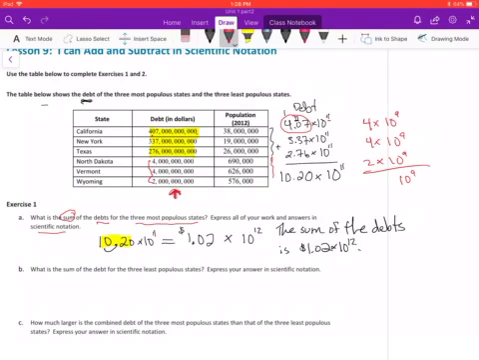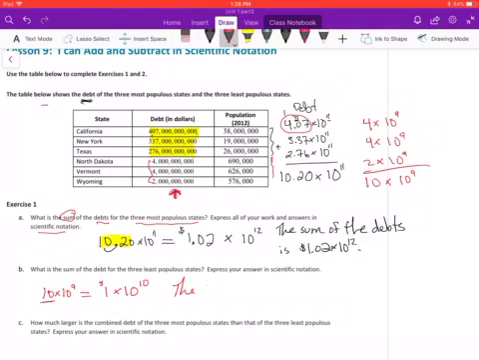10 to the 9th is my power of 10. 4 and 4 is 8, plus 2 is 10. So I have 10 times 10 to the 9th. Well, 10 times 10 to the 9th doesn't work for scientific notation because this is too big. It has to be less than 10. So I can change it to 1 times 10 to the 10th power.